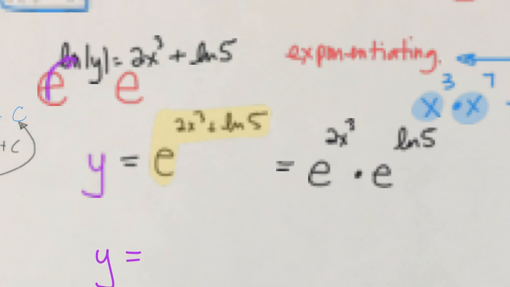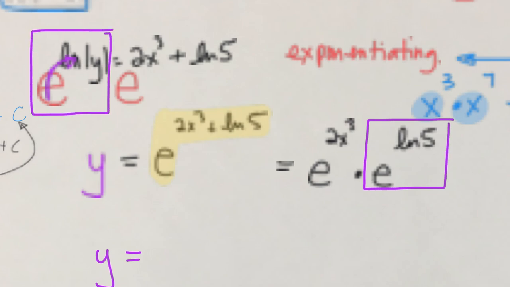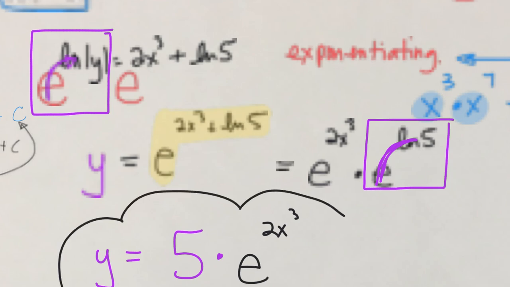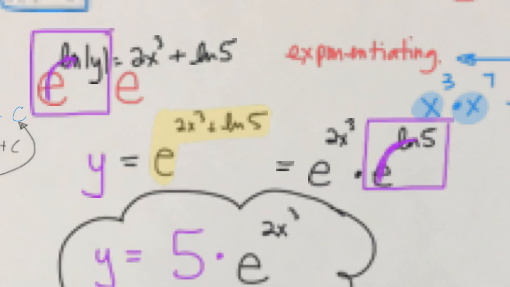So that allows me to do this. What is e raised to the natural log power? What happened to e to the natural log over here? They cancel out. They also cancel out here. So if I have e to the natural log, they cancel out. What's my number that's left? 5 is my number that's left. And we put the number in front of our exponent. So 5 times e to the 2x cubed, and that is our answer.